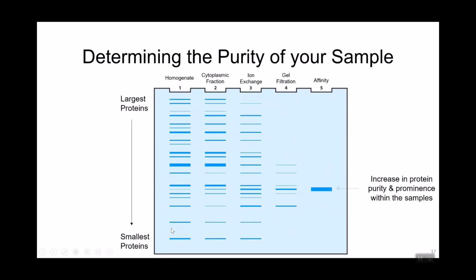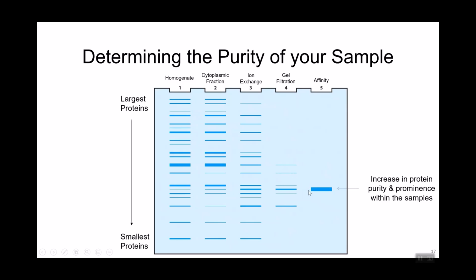In the first lane, this could represent your crude extract or homogenate. So this is what you got when you lysed your cells. And then lane 2 might be the soluble cytoplasmic fraction that you got after centrifugation. You could then run your sample on a series of columns. So first ion exchange, and whatever sticks and is eluted could then be put onto a gel filtration column that fractionates proteins within a certain range, shown here.